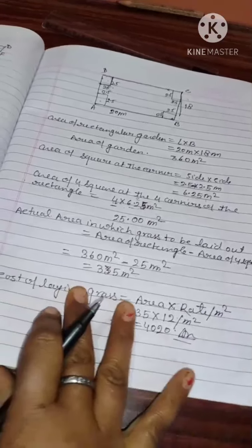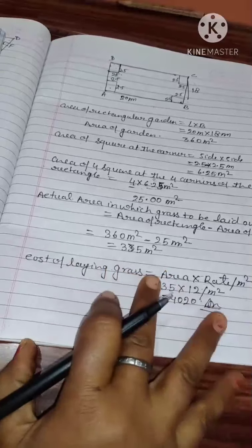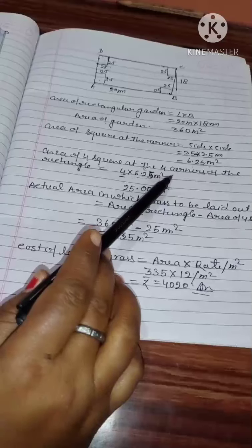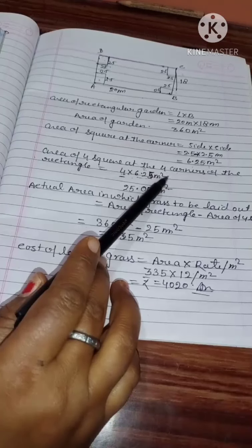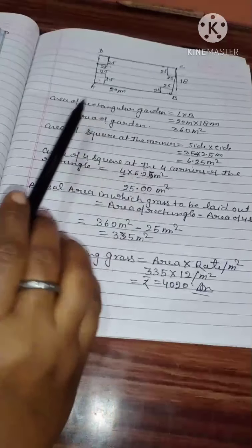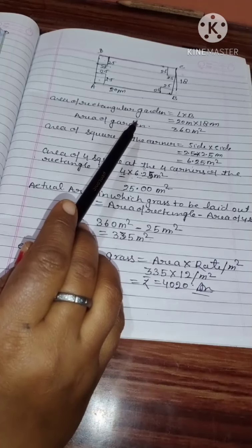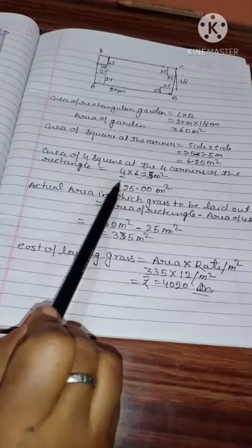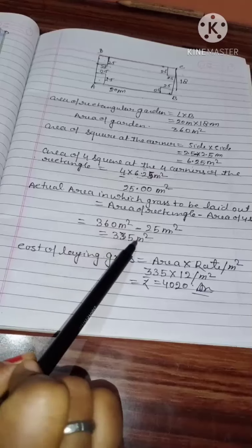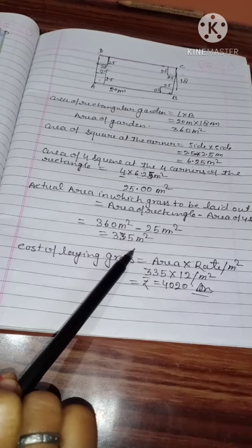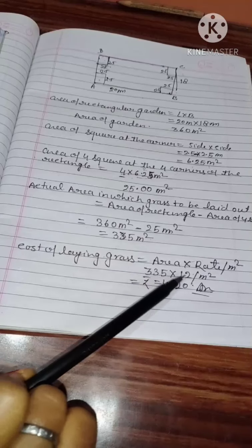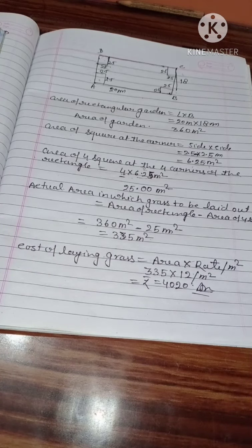So maybe everybody of you have understood what we have done in this kind of question. Okay, first of all we found the area of rectangular garden, then we found the area of one square, then we multiplied it by 4, because at the four corners square shaped part we could not put the grass. Then we subtracted that area of 4 squares from the area of rectangle. We got the actual area to be laid out with grass, and then we finally multiplied by the rate and we got the answer.